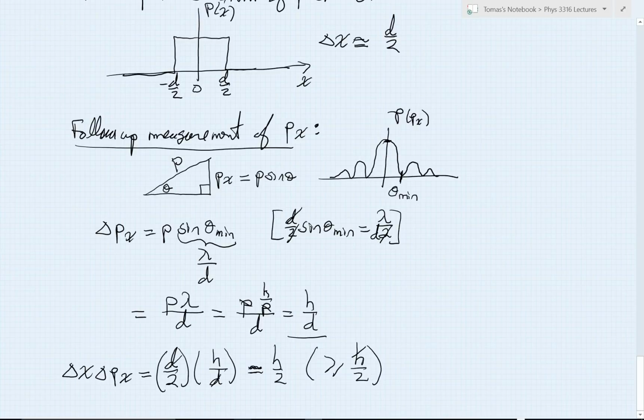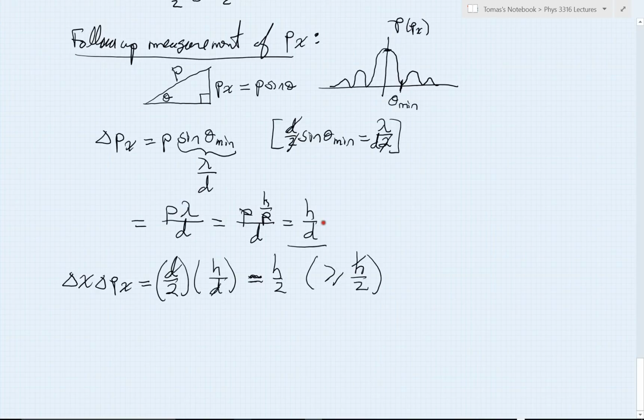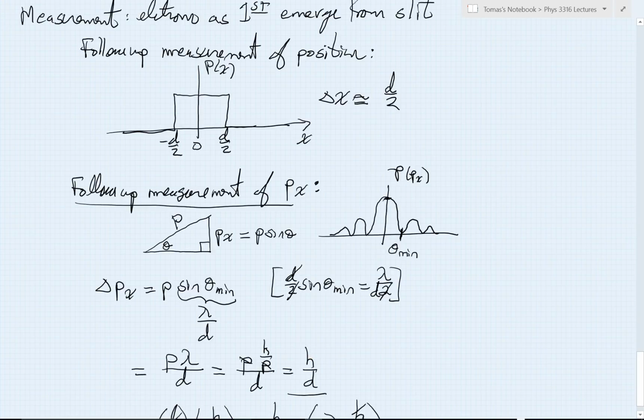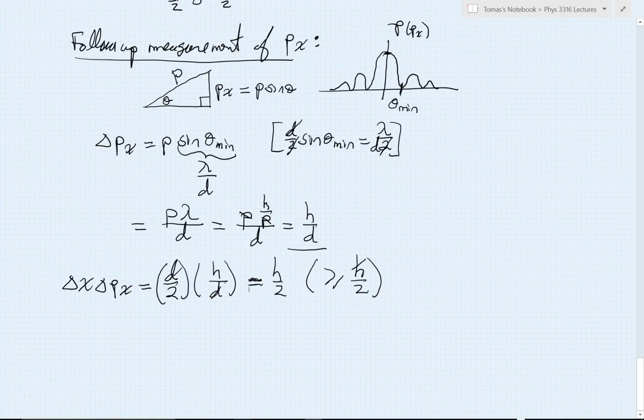Very nice. So we see again how this type of experimental setup shows us that even after what we think is a pretty precise measurement of something like the position by using a narrow slit, we end up then with a wide spread in the values of the follow-up measurements of the momentum in the x direction.